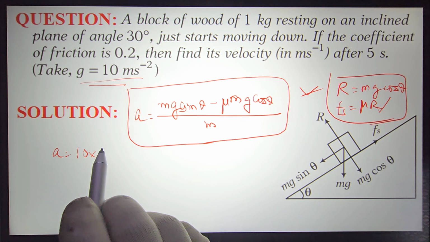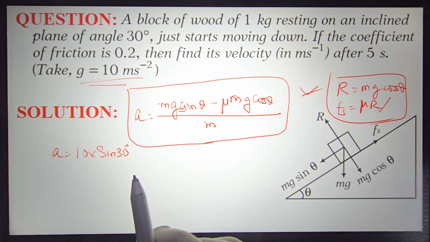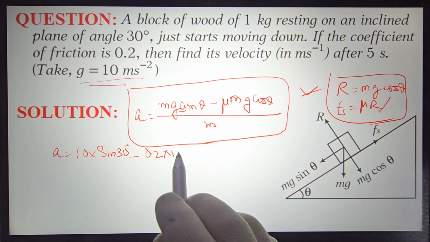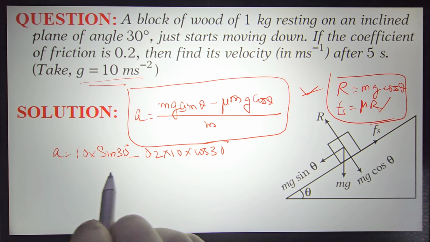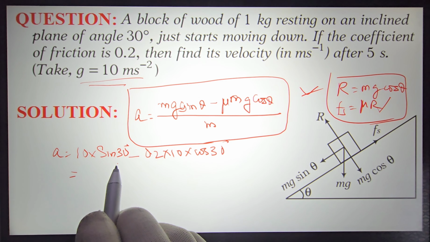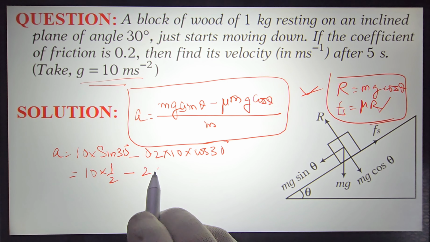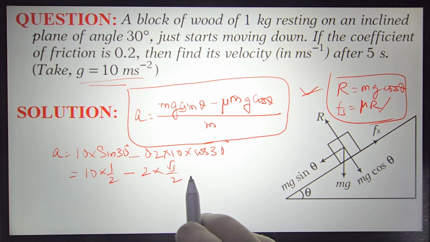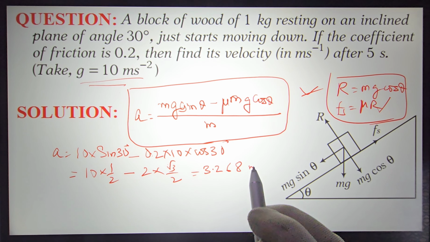So 10 into sin theta is sin 30 degree, right, as per this question requirement. Theta is 30 degree, and this minus mu is given as 0.2. Putting all these values, 10 into cos of 30 degree, because all these values are given in the question. So finally a is equal to 10 sin 30, 10 into 1 by 2 minus 0.2 into 10 is 2 into cos 30 is root 3 by 2. Solving this expression, you are getting 3.268 meter per second square.